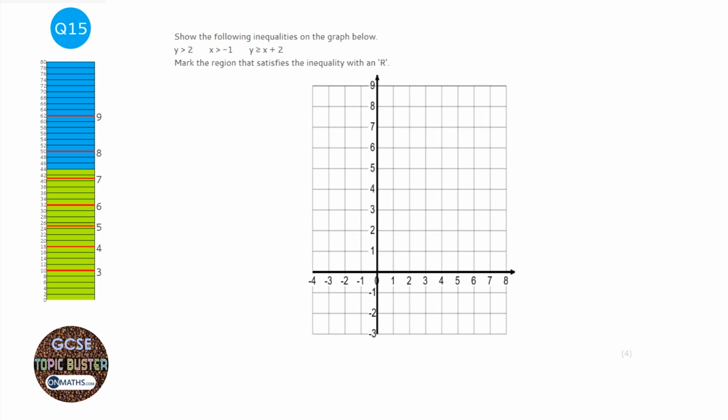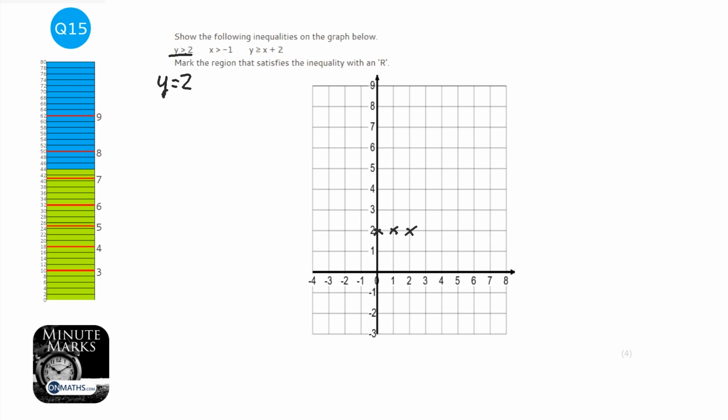The first thing to do with this question is, instead of drawing y is greater than 2, just draw y equals 2, and you do that by just finding out where y is 2. Well, y is 2 here, y is 2 here, y is 2 here. So it's going to be a horizontal line crossing the y-axis at 2. So that's the line y equals 2.